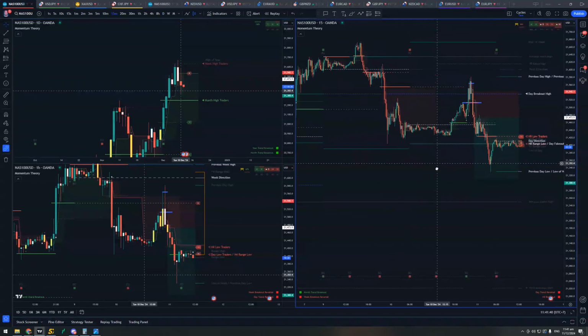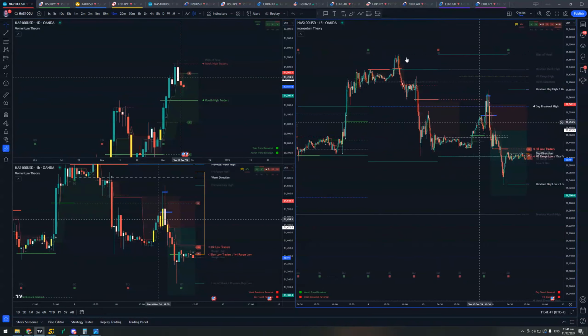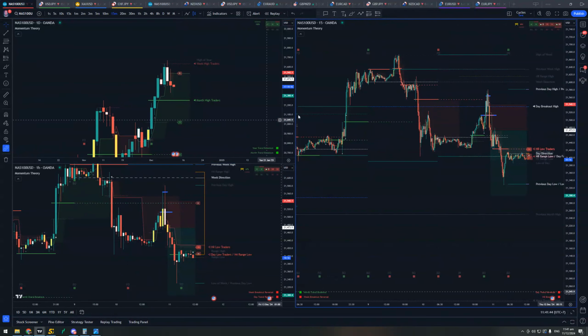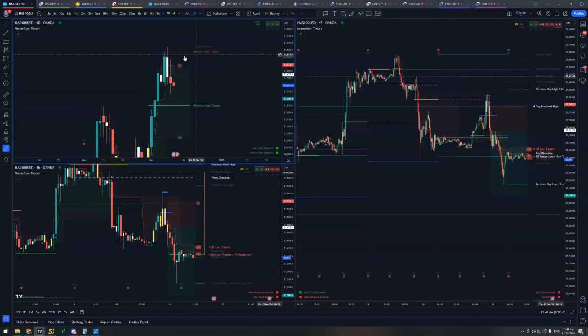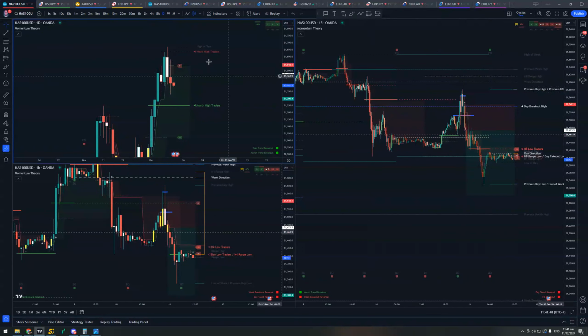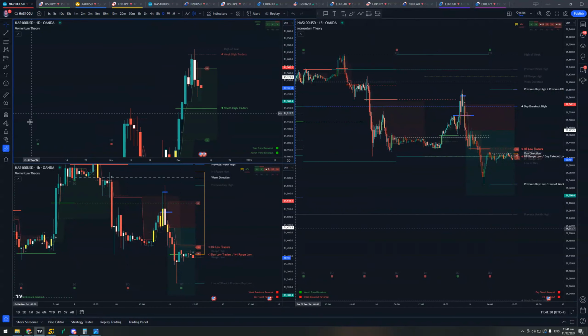So it's always important to understand that these levels are not just random lines. These all correlate with the daily levels. So on the M15, I'm looking for daily setups. So it's really important to understand how it looks on a daily level.